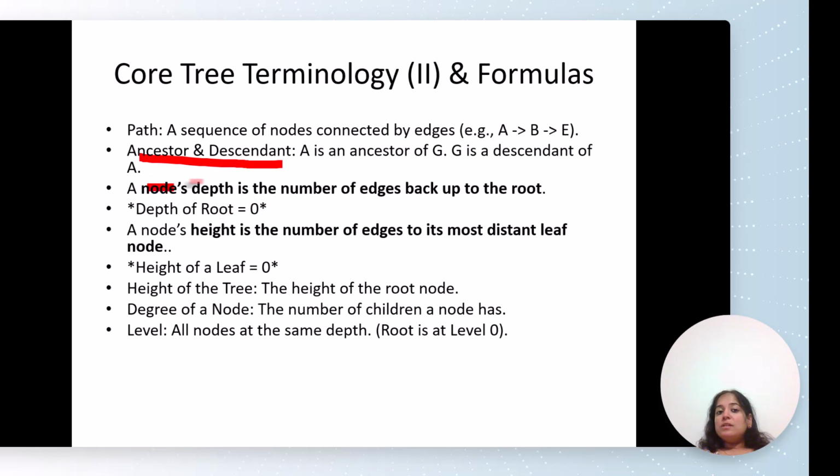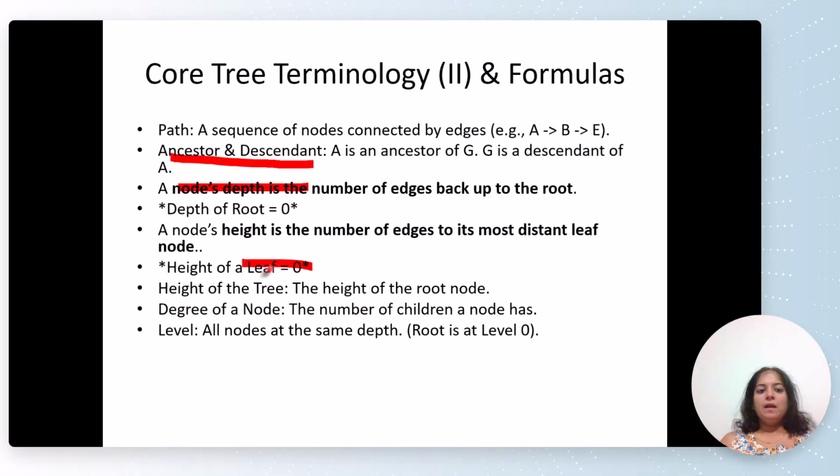Now, a node's depth is the number of edges back up to the root, and the depth of root is 0. And the node height is the number of edges to its most distant leaf node, and height of a leaf node is always 0. So height of the leaf node is always 0, and the height of the root node is called the height of the tree. And the degree of a node is the number of children a node has.